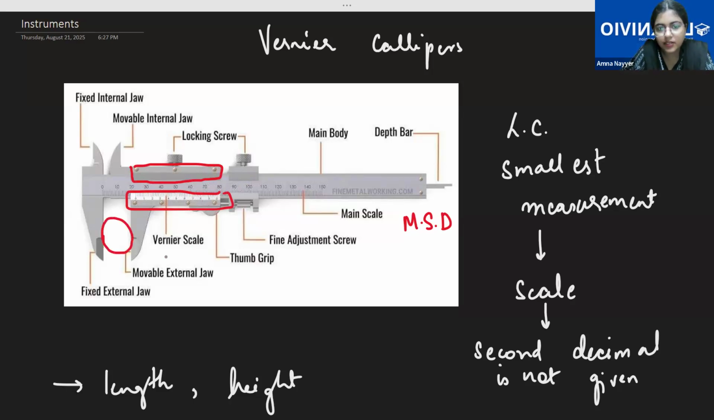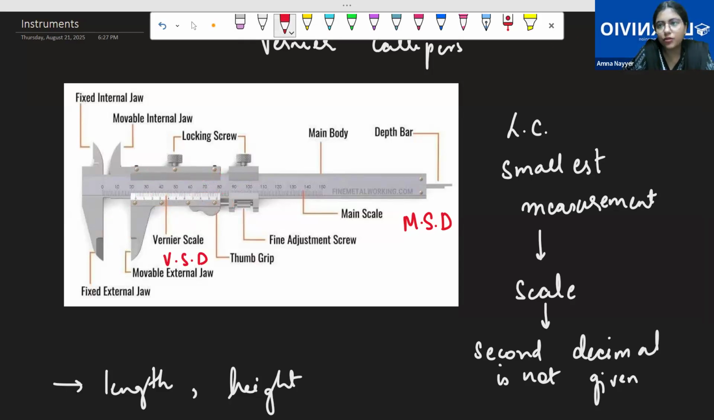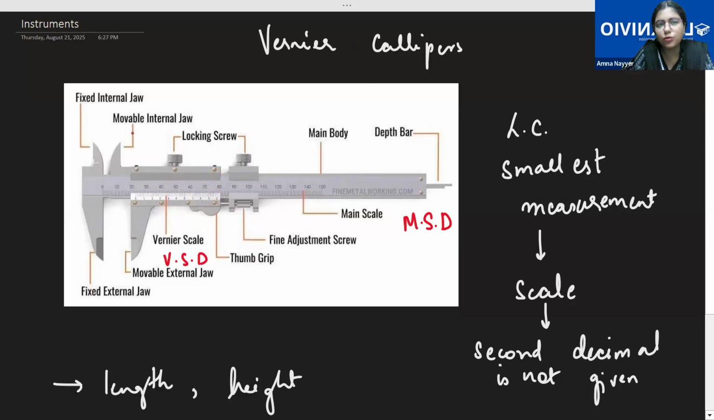So this is known as the Vernier scale, and we get Vernier scale division, Vernier scale reading, VSR, VSD. These terms are used like this. So this is what you should know. Rest, locking screw, movable internal jaw, this you should know. You should just know this is the main scale. For calculations, main scale is this. This is the Vernier scale.